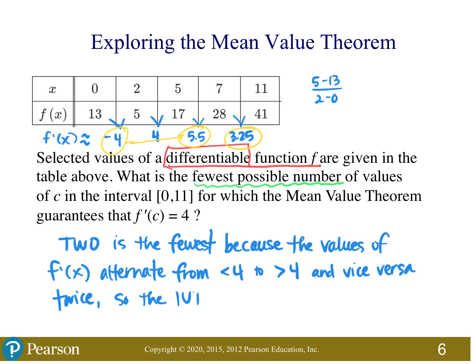So the IVT guarantees f prime of x to be equal to 4 twice, at least. That is the least, the fewest.